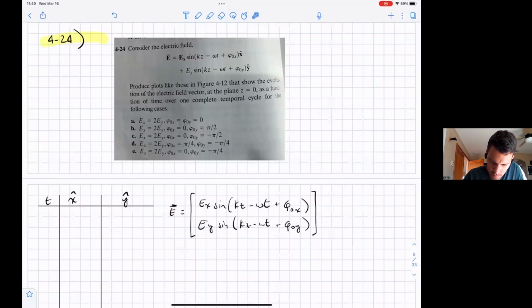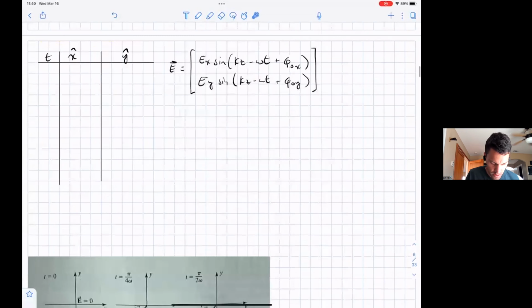In this problem, they're giving us an electric field, and it looks like this. Here's the whole vector. There's an X component you can tell here, and there's also a Y component here. And it says here, produce plots like those in figure 4-12 that show the evolution of the electric field vector. And then they tell us some other stuff.